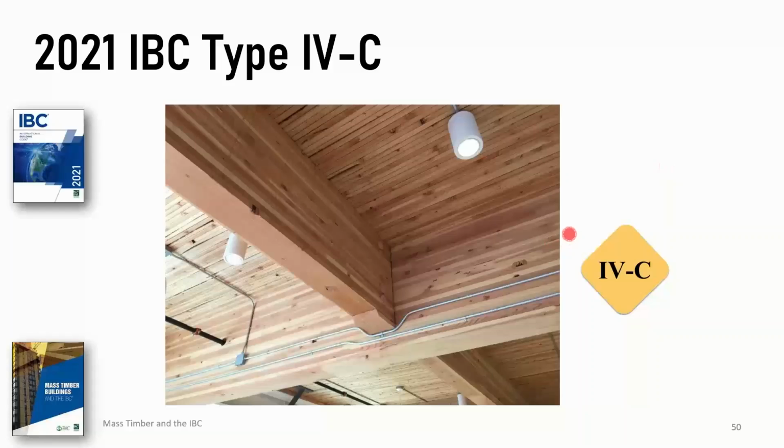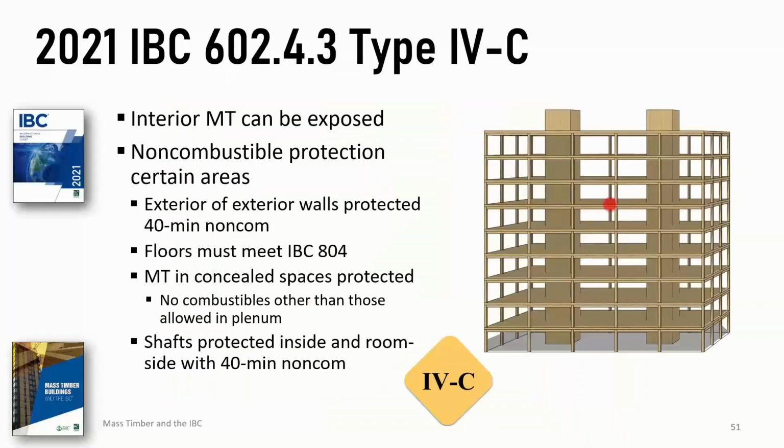But type 4C, the interior areas have no requirement for non-combustible protection. This is showing what looks like nail laminated timber assembly, and then glue lams for beams. It can be exposed in all interior areas, but there's a few features that cannot be exposed. The exterior side of exterior walls, as we've already said. The floors do not have to have that 1 inch, but they can have typical floor coverings.